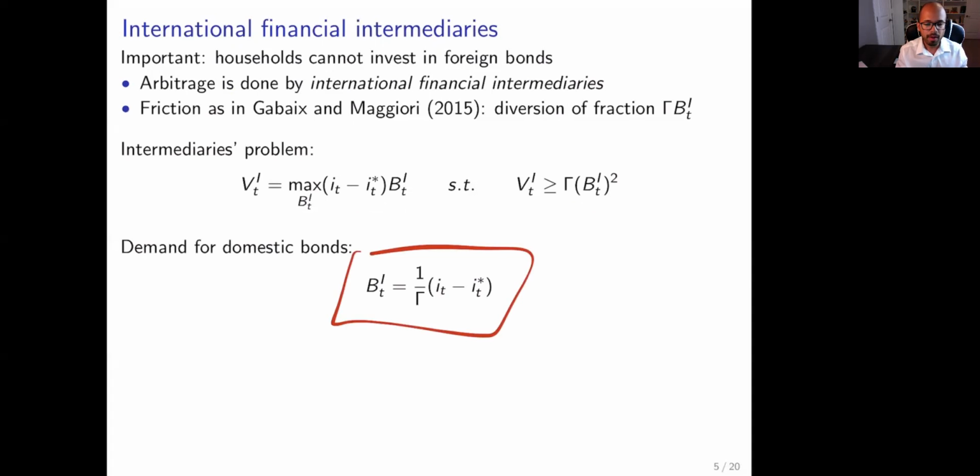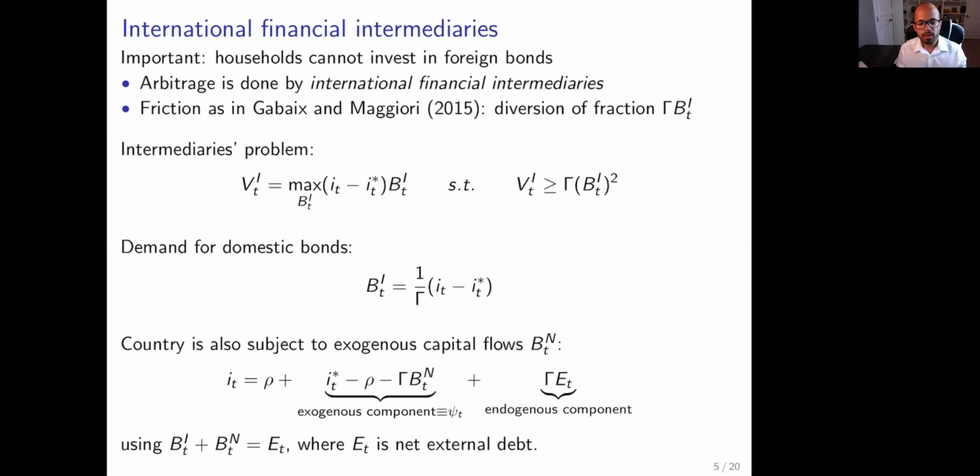The parameter gamma controls the degree of financial market imperfection. When gamma equals 0, the interest rates across domestic and foreign bonds are equalized, consistent with perfect financial markets. When gamma goes to infinity, there's no investment in domestic bonds, and we're essentially considering an autarky economy.